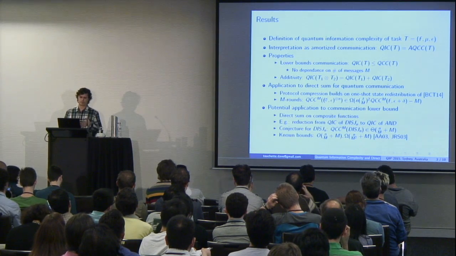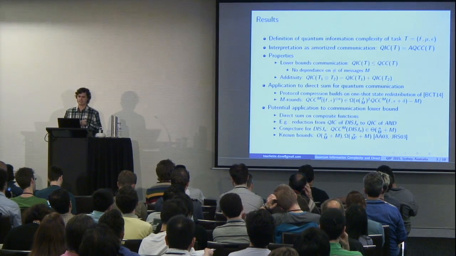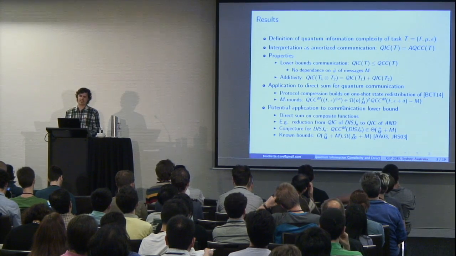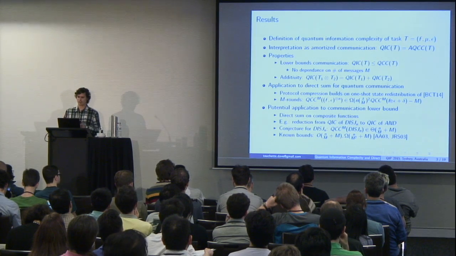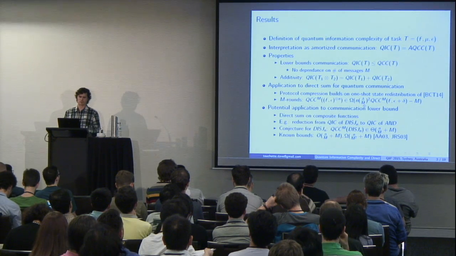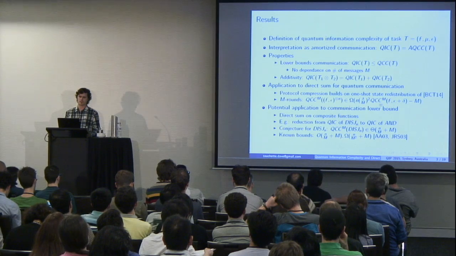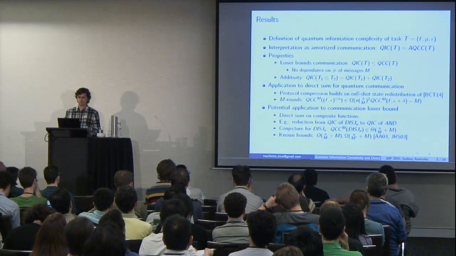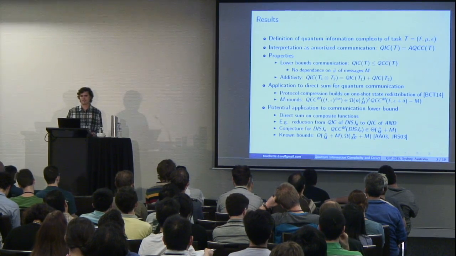For m-round protocols, the quantum communication complexity for computing n copies in parallel is at least n times the quantum communication complexity for computing this task a single time, up to some additional error. But there's also some multiplicative factor which depends heavily on this additional error term and the number of rounds in the protocol.